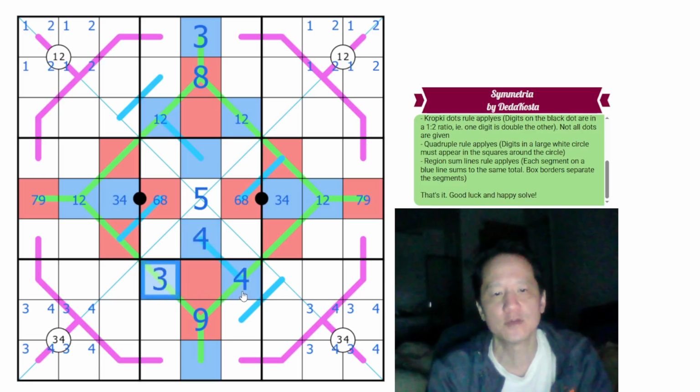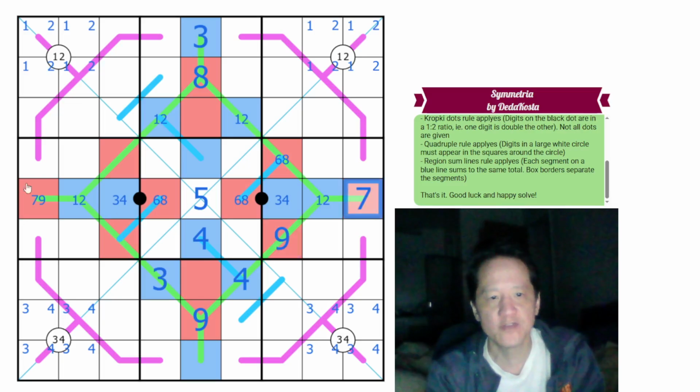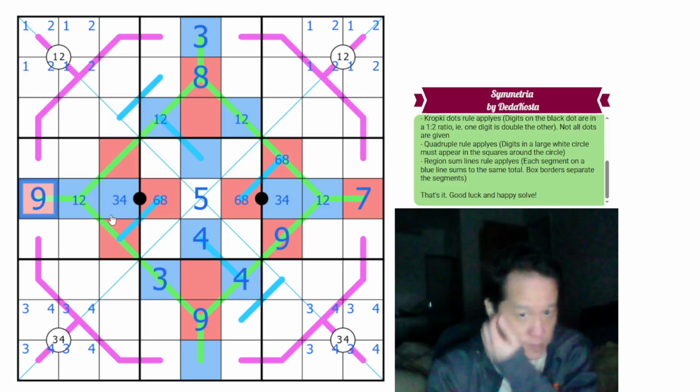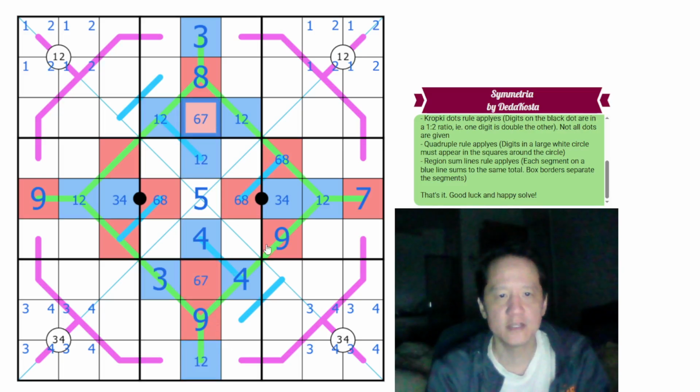Therefore, this is a 3, because these are the same digit, remember. The 4 can only be next to a 9 on a German whisper line, so this is a 9. This is 6 or 8. This can't be 9 because of this 9, so this must be a 7, which forces this to be a 9. The remaining digits here, this is 1 or 2, and this is 1 or 2. This has to be 6 or 7, and this is 6 or 7.